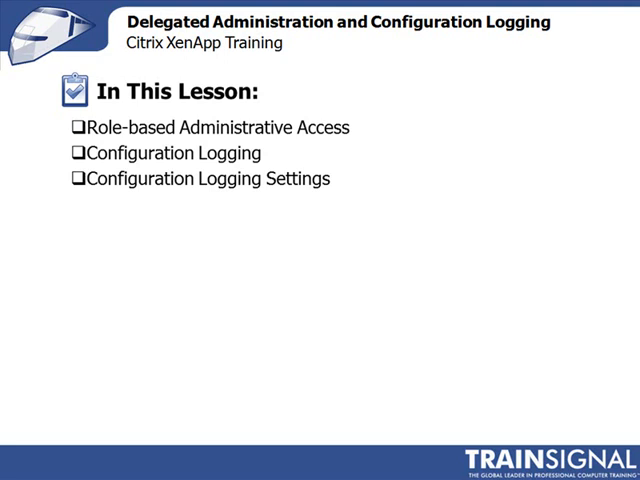Configuration logging is a very helpful and useful tool within the Citrix farm because it tracks every change that is made and logs that change into a database against which you can then run reports and figure out who made the change, when the change was made, etc. We're going to talk about how you can configure the configuration logging settings and what different types of settings you can have.